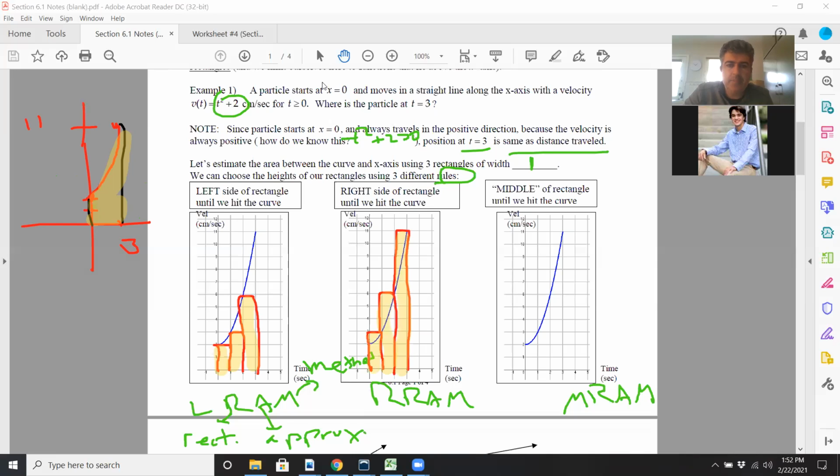Then lastly, here you want the midpoint. So what you could do when you do the MRAM is kind of locate the midpoint of each interval. So you're going from 0 to 1, 1 to 2, and 2 to 3. So the midpoints are 0.5, 1.5, and 2.5. So your rectangles, the midpoint of the top of each rectangle touches the curve, or the middle of the top.